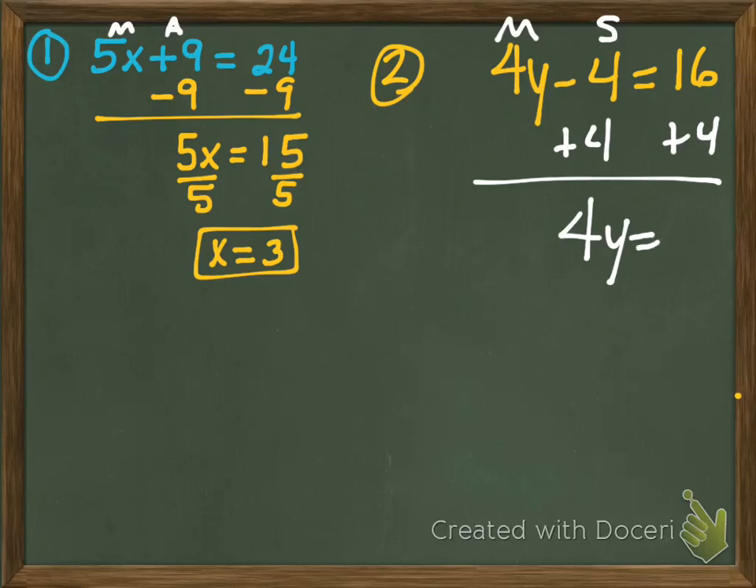We'll take it. 4y equals what? What's 16 plus 4? 16 plus 4 is, oh, 20. Add 4. Slow down, David.